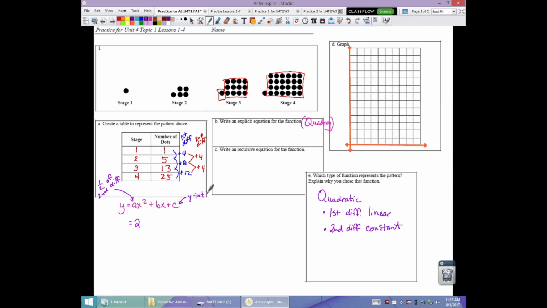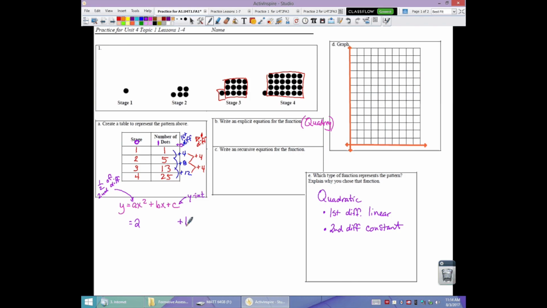Now I don't have that in my table, but I can find it. If this is a linear pattern, counting by 4s, 4, 8, 12, the one right before that, right before I added 4, I must have added only 0. Right? That would fit into the linear pattern. Well, that means to get from the 0th stage, from stage 0 to stage 1, I added nothing. So that's telling me that stage 0 had to also be 1 dot. So the c is 1.